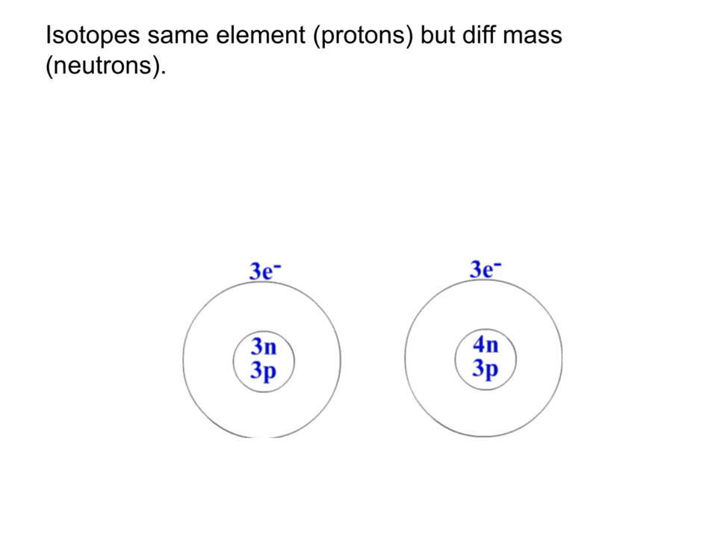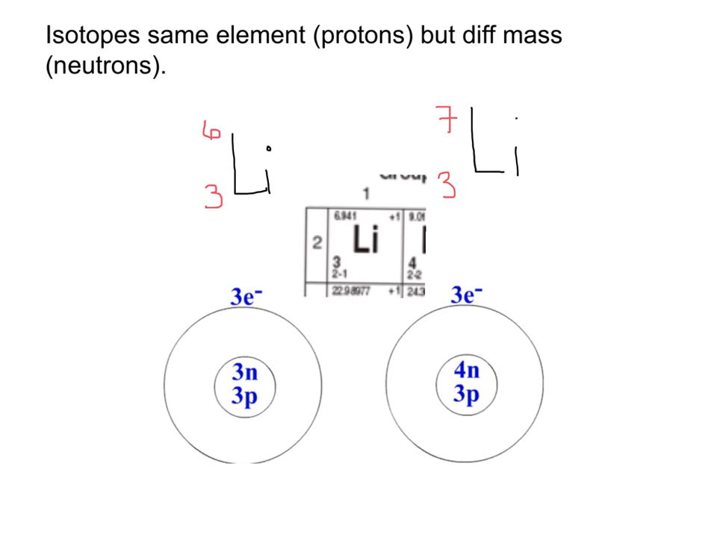Pause the video and see if you can figure out the atomic symbols. So hopefully you got that these represent lithium-6 and lithium-7. Both of these elements are lithium because they have 3 protons in their nucleus. The number 3 appears on the bottom left-hand corner of their symbols. 3 always corresponds with the symbol capital L lowercase i.